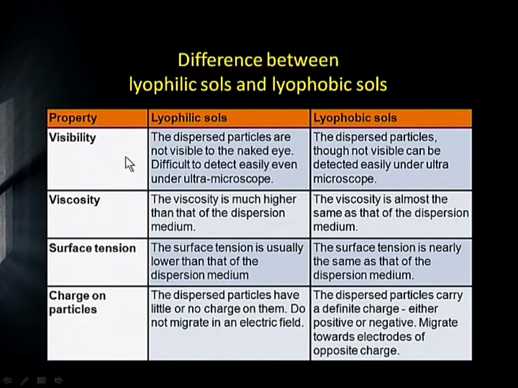Visibility, an important characteristic here. The dispersed particles are not visible to the naked eye in the case of lyophilic sols. Even they are difficult to be detected under what is called an ultra microscope, about which we can see later. In the case of lyophobic sols, although they are not visible to the naked eye, they can be detected easily under an ultra microscope. A physical property like viscosity: viscosity of a lyophilic sol is much higher than the dispersion medium, whereas in the case of lyophobic sols, it is almost the same as that of the dispersion medium. Surface tension: surface tension of a lyophilic sol is much less than that of the dispersion medium, whereas it remains almost unchanged in the case of lyophobic sols.